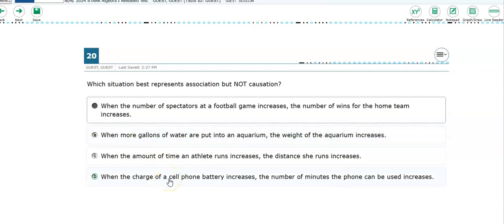So B, C, and D are causation because the "when" part of the sentence and the part after the comma, they rely on each other. They are very heavily related with cause and effect. A makes no sense. Okay.